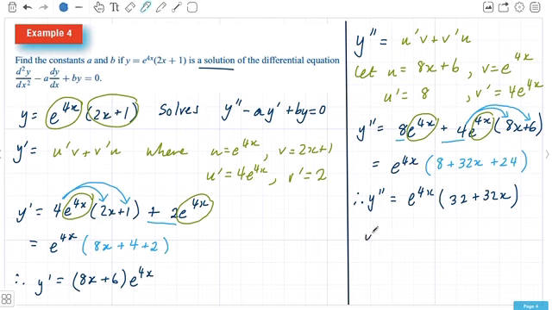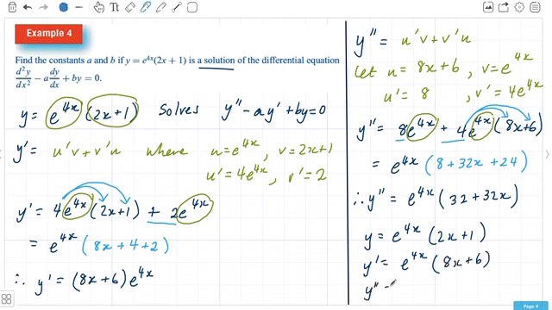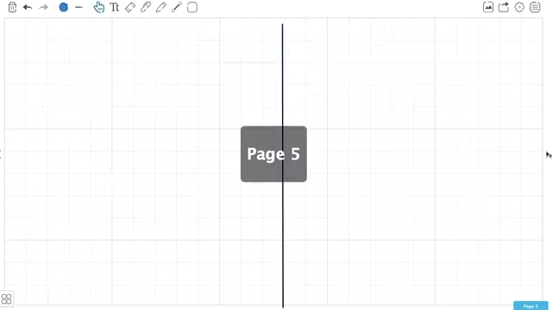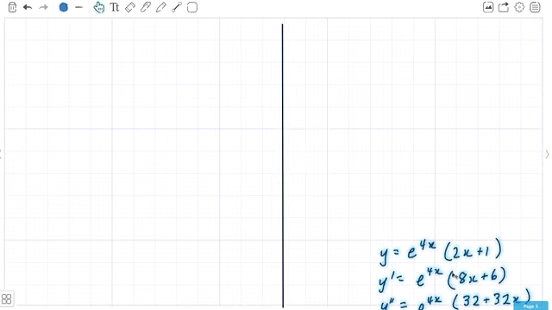So I'm just going to write those out again so we can see the order of them. So y, the second derivative, and the first derivative: you can see that e^(4x) is common to all of them, and that will always happen when you have exponentials. I'll just copy this now so we can work with it on the next page.